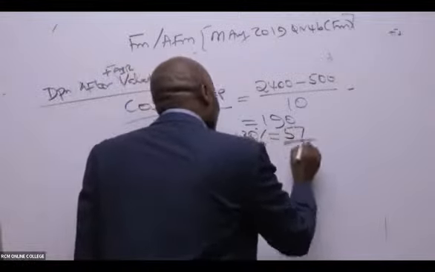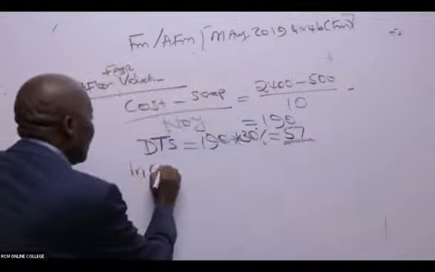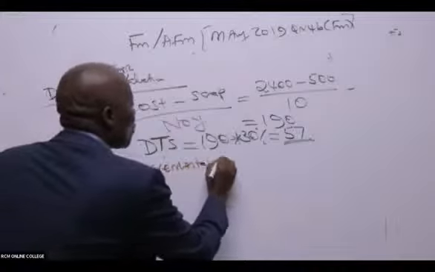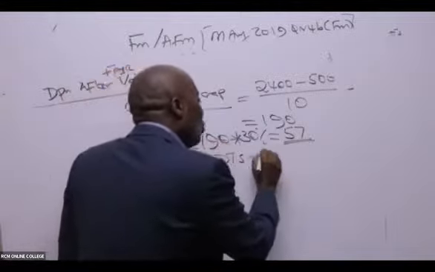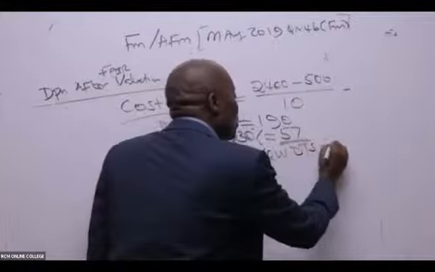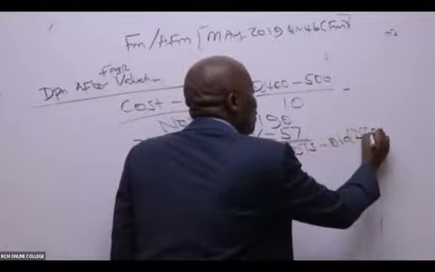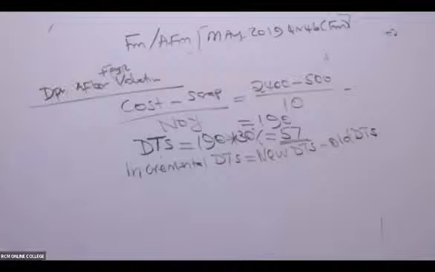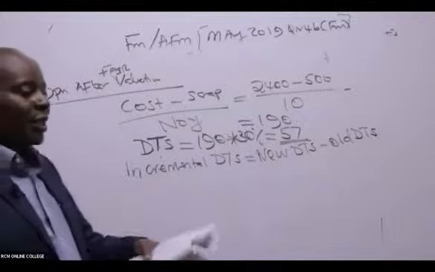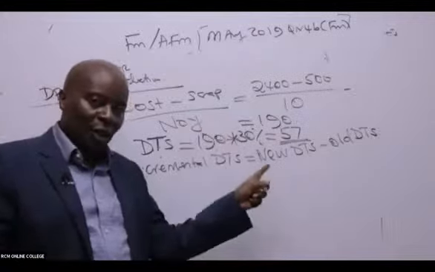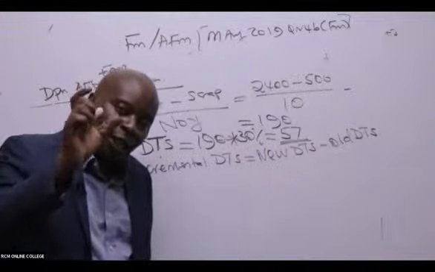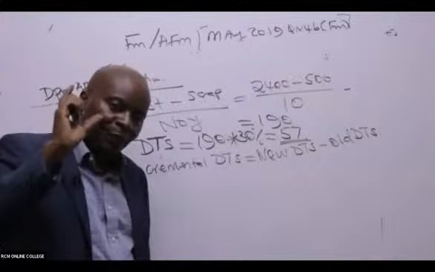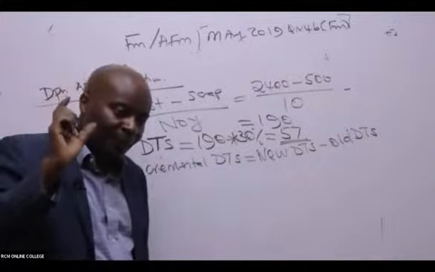This is very interesting because I'll now come and give them, because of the new machine, the incremental DTS. So incremental depreciation tax shield will be the new depreciation tax shield minus the old machine's depreciation tax shield. So for me to get this, I will take the new depreciation tax shield over the old. Is there somebody who is able to remind us what the new machine's depreciation tax shield was? Up there, we did that.